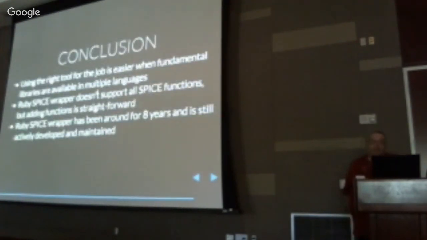So in conclusion, using the right tool or the right programming language for the job is easier when fundamental library is available. So whether your favorite language is C or Python or Ruby, having these libraries available in more languages helps us all. All Spice functions, it is pretty straightforward to add them. We have released this open source, so if anyone wants to contribute anything from their own project, we can certainly wrap it back in. It has been around for 8 years so far, and it's still being actively developed and maintained.